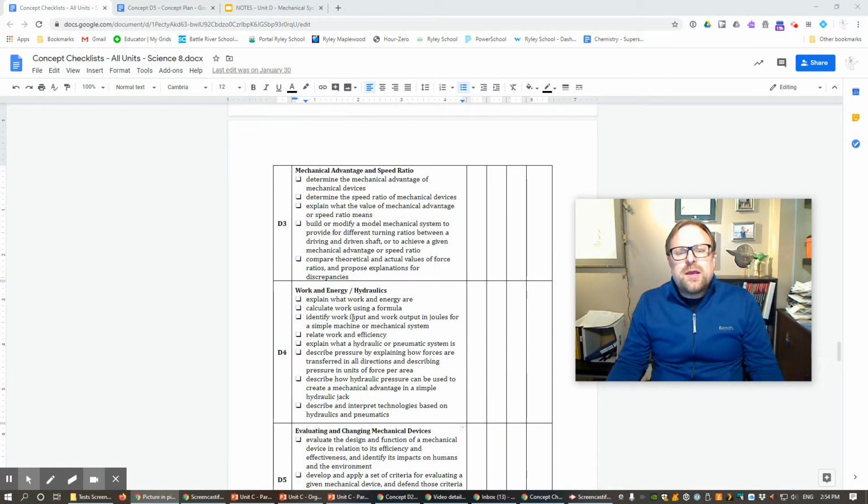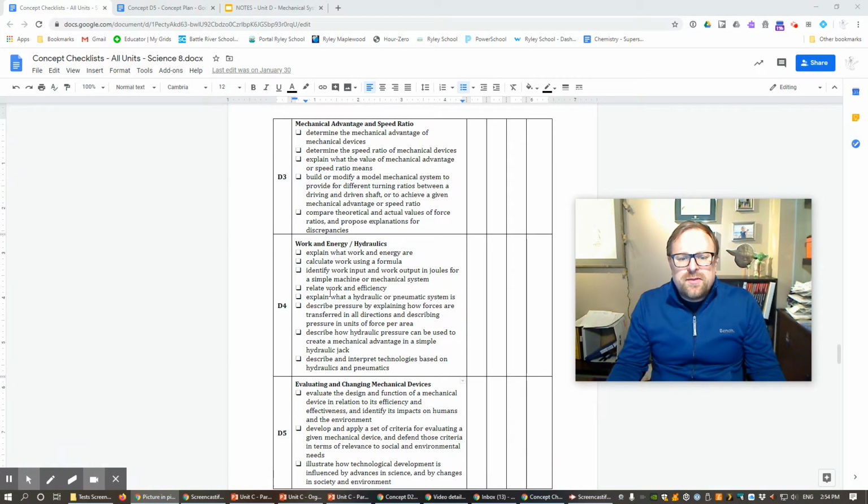We moved into talking about mechanical advantage and speed ratio as a way to describe how good a machine is at making our lives easier, right? Mechanical advantage means it's making the input force less to move the same amount of load. And the greater the mechanical advantage, the more you can move with that input force. Speed ratio was looking at how it translates a little extra effort into making something happen more quickly.